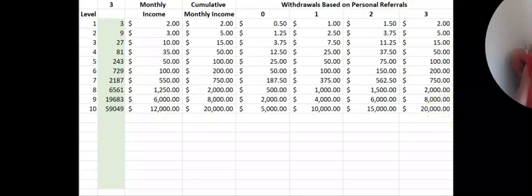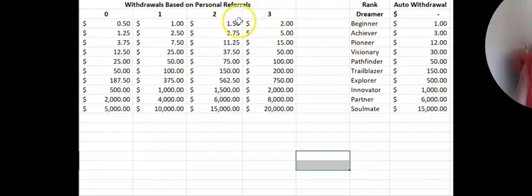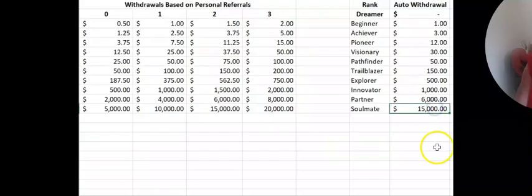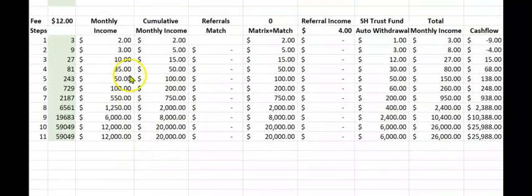Now, in addition to this, if we move over, you get ranks for completing each level. Level 1, you become a beginner, and you also have an auto withdrawal from your Sharehook Trust Fund of $1 every month. Complete level 2, you become an achiever, and there's an automated withdrawal of $3 every month. And you can see how this increases, but once again, this is increasing to a maximum of 15,000, provided you have introduced 3 people.